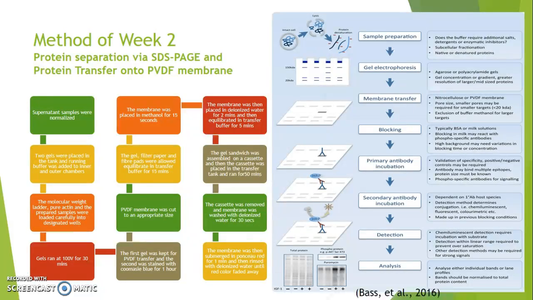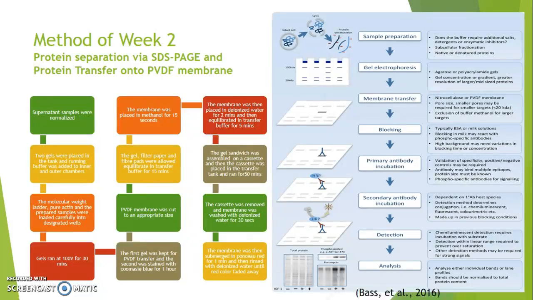The first gel was kept for PVDF transfer and the second was stained with Coomassie blue for 1 hour. The PVDF membrane was cut to an appropriate size. The gel, filter paper and fiber pads were allowed to equilibrate in transfer buffer for 15 minutes. The membrane was placed in methanol for 15 seconds. The membrane was then placed in deionized water for 2 minutes and then equilibrated in transfer buffer for 5 minutes.